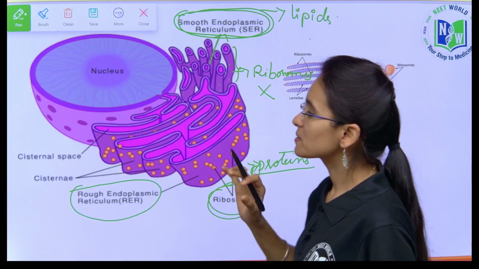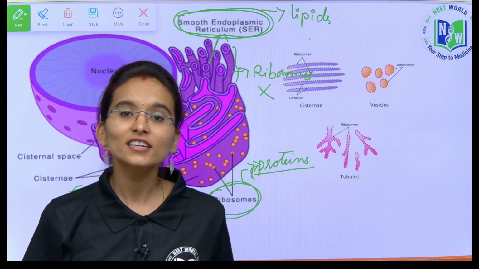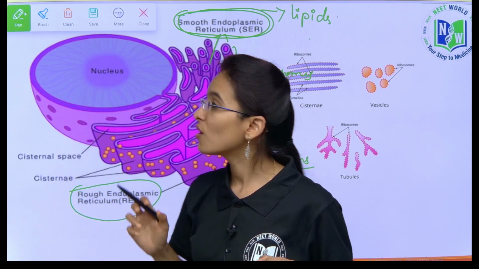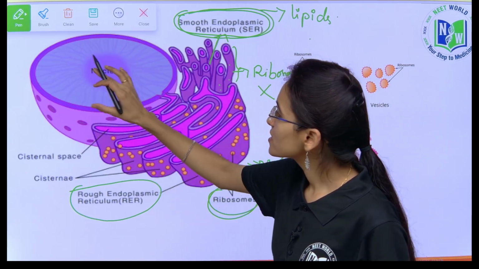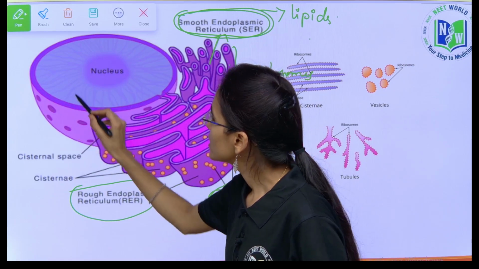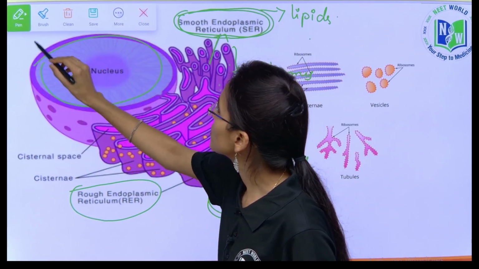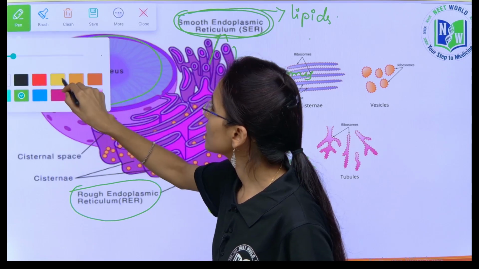The smooth endoplasmic reticulum is involved in what, children? It is involved in the synthesis of lipids. Clear with the definition? And then next, if you see here, this is a nucleus.